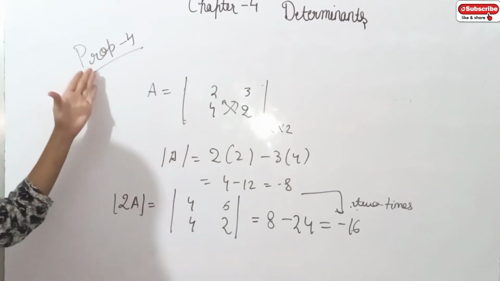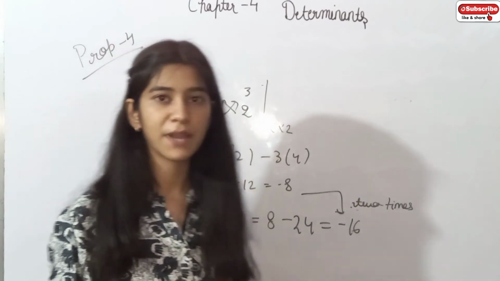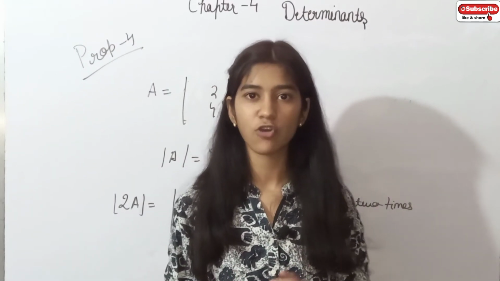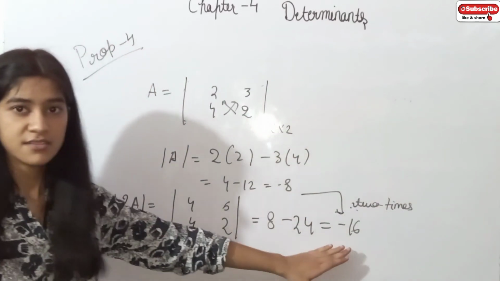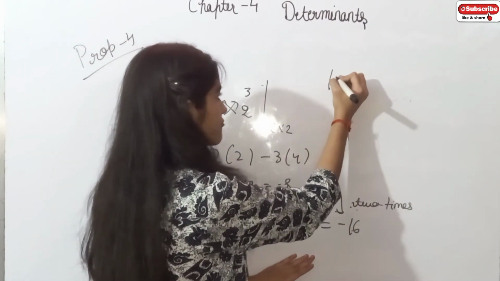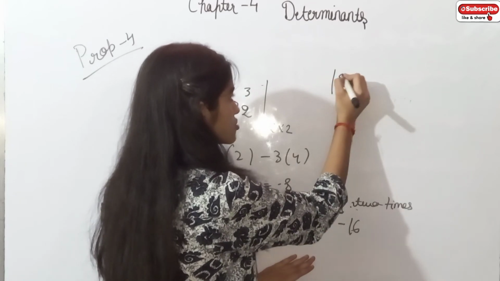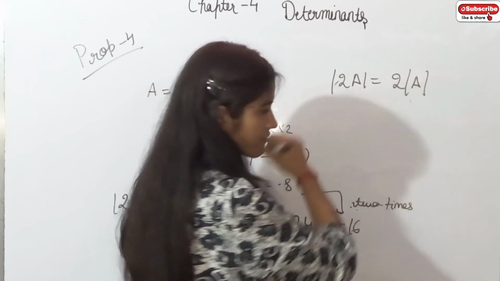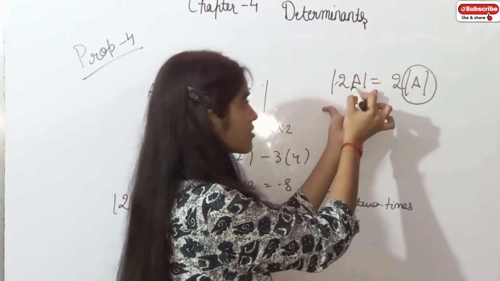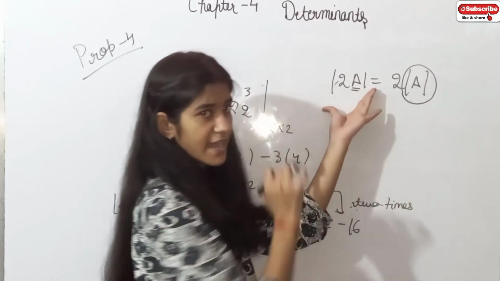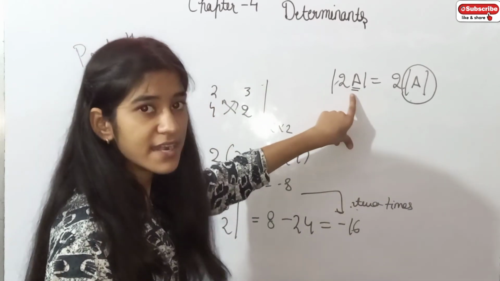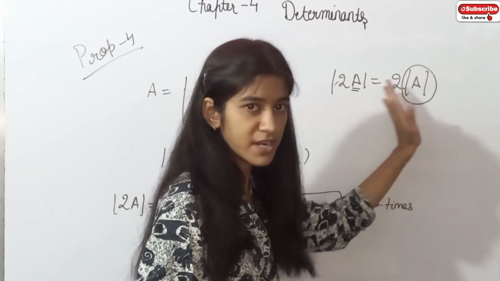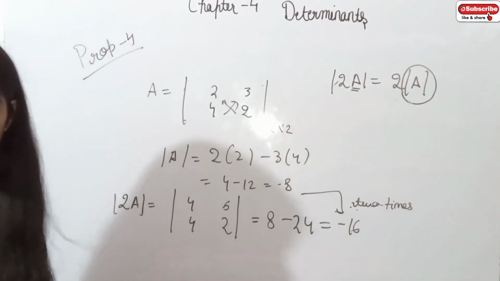It means that property 4 is verified: if we multiply any scalar quantity in determinant A, then the value obtained is also multiplied with that scalar quantity. That is, 2 times A is equal to 2 times determinant of A. If a determinant A is given and we multiply 2 in it, then it is the same as 2 multiplied with that determinant only. So this is all about property 4.